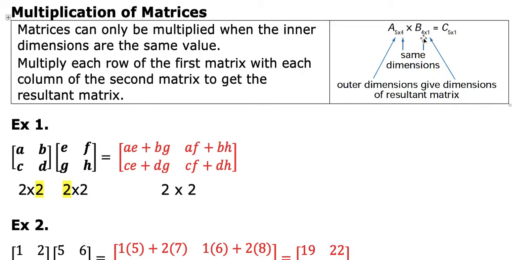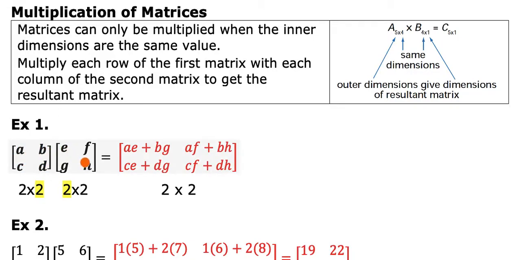So when they're the same value, matrix multiplication is allowed, and then the resultant matrix, meaning the product when we multiply two matrices, will be the outer dimensions, 5 times 1, or 5 by 1. Okay, so multiply each row of the first matrix with each column of the second matrix to get the resultant matrix. So we'll follow the following visual here.